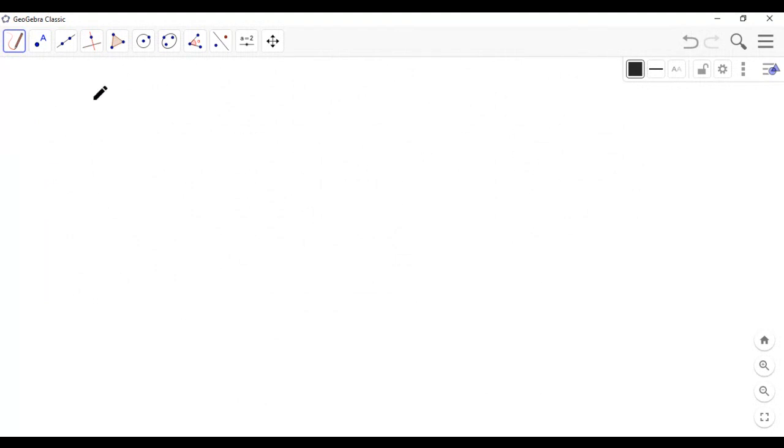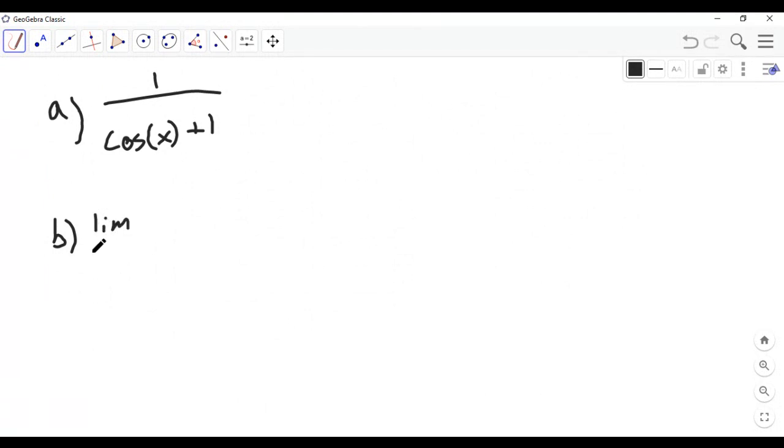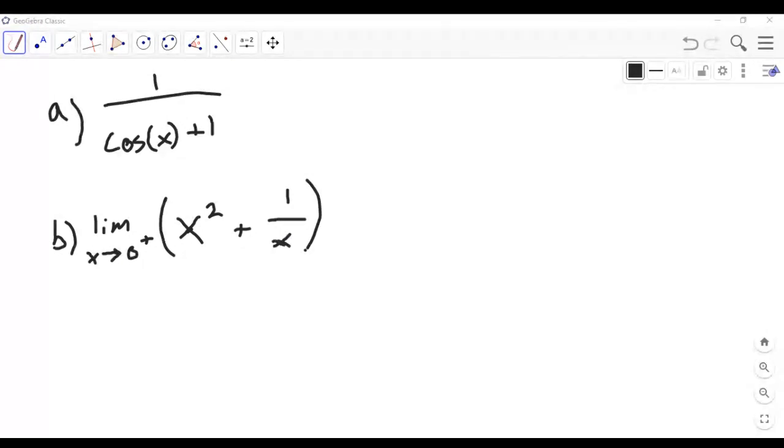So, first off, why don't you identify all the infinite limits of 1 over cosine of x plus 1. Then, what is the limit as x approaches 0 from the positive side of x squared plus 1 over x? All right, and just go ahead and tell me when you're done with those.